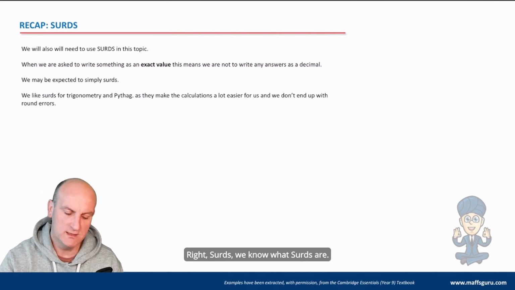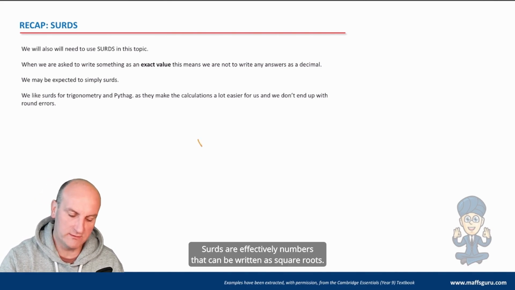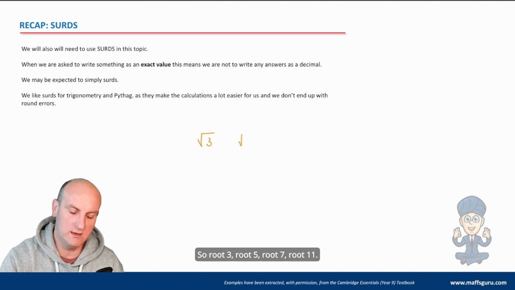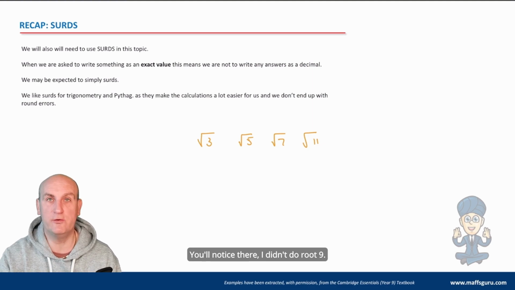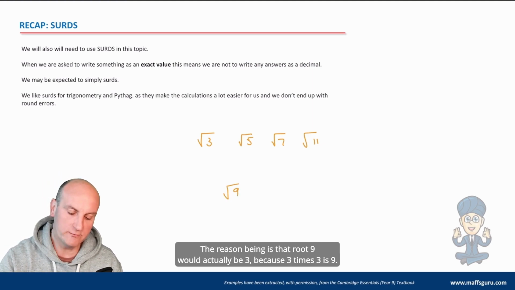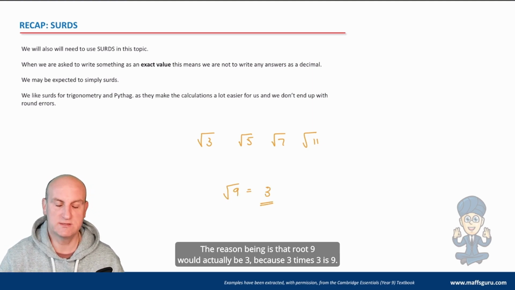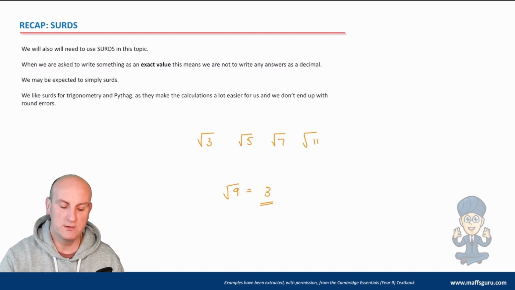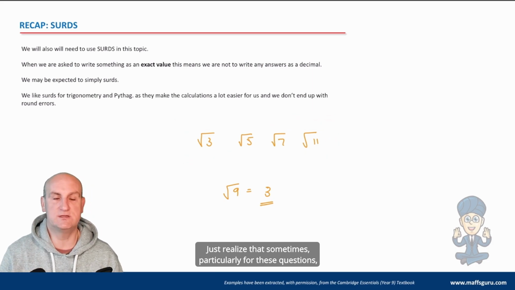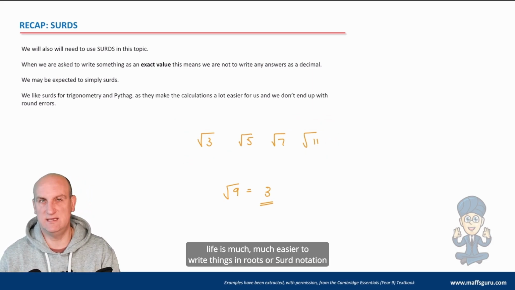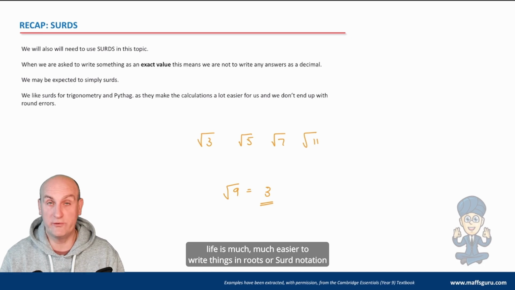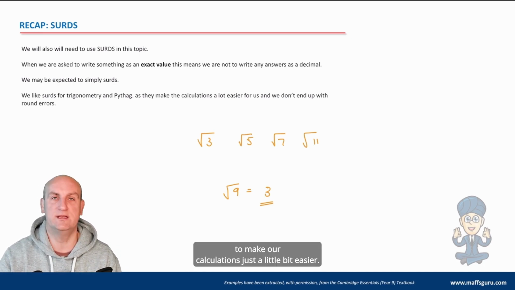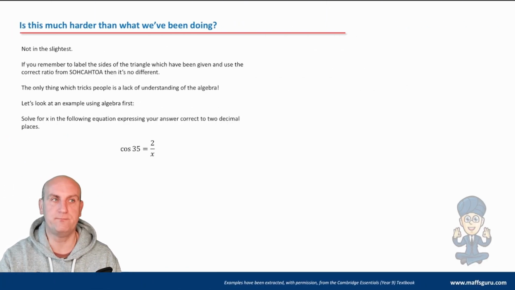Right, surds. We know what surds are. Surds are effectively numbers that can be written under a square root. So root 3, root 5, root 7, root 11. You'll notice there I didn't do root 9. The reason being is that root 9 would actually be 3, because 3 times 3 is 9. So don't get tricked here with the root 9. Just realize that sometimes, particularly for these questions, life is much easier to write things in roots or surd notation to make our calculations just a little bit easier.